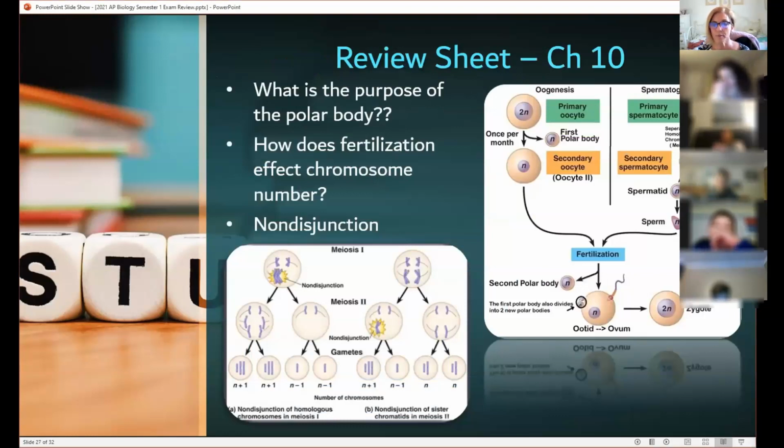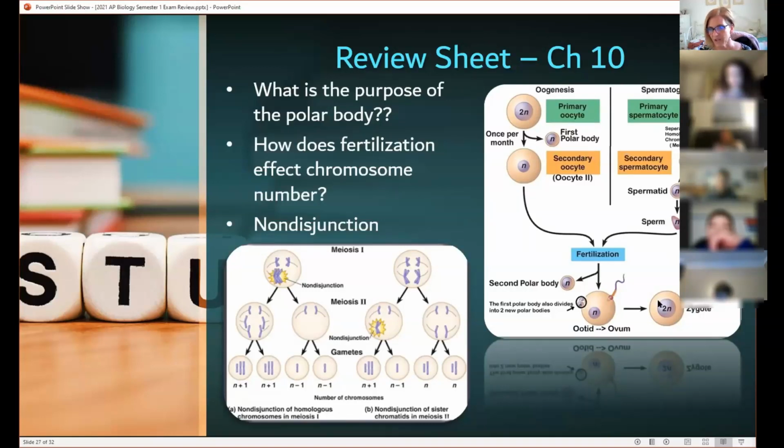Chapter 10, the polar body. This was one of the questions in yesterday's feed. The polar body makes it so that the ovum that does survive has the greatest amount of cytoplasm and nutrients, which increases its chance for survival, basically, right? The polar body is an uneven division of the cytoplasm. The first one dies off. Again, uneven division of the cytoplasm. The second one dies off, which means the ovum that survives has the most cytoplasm.